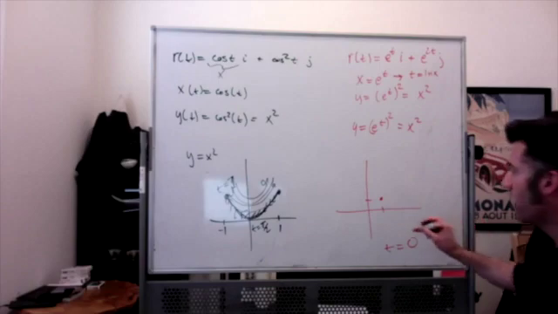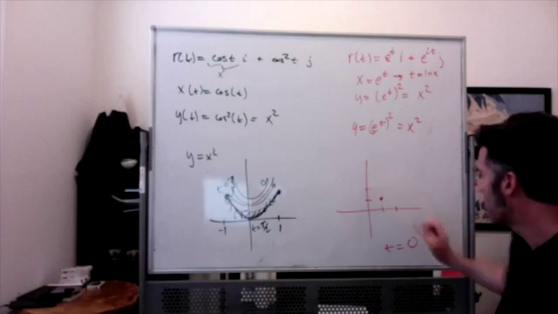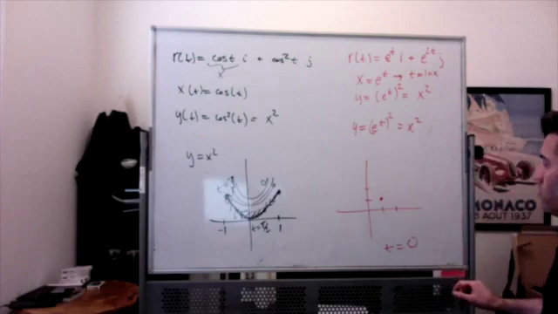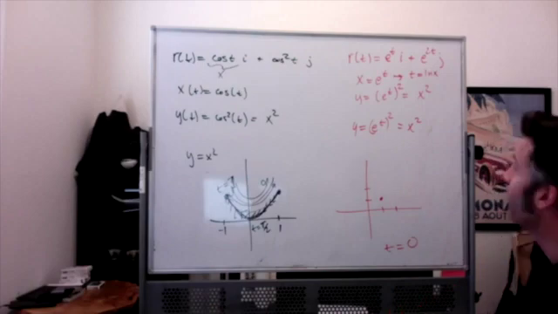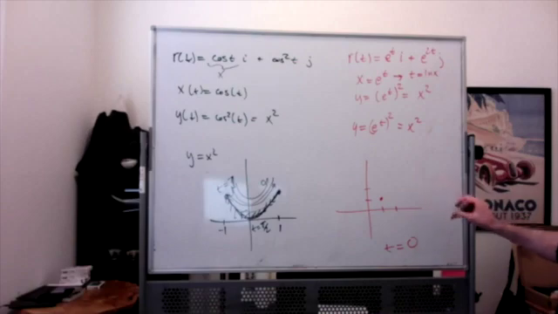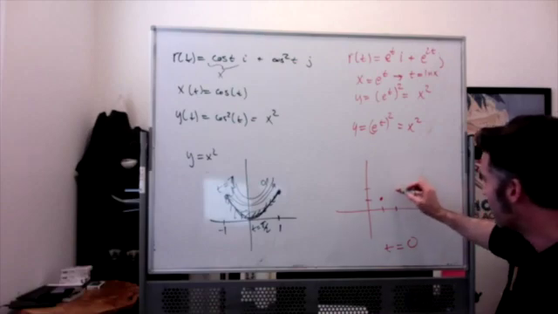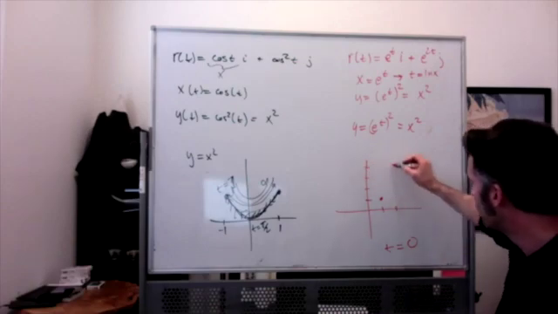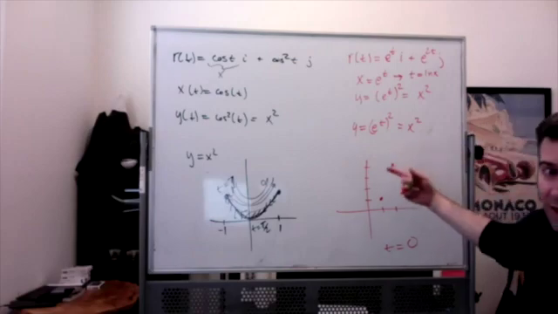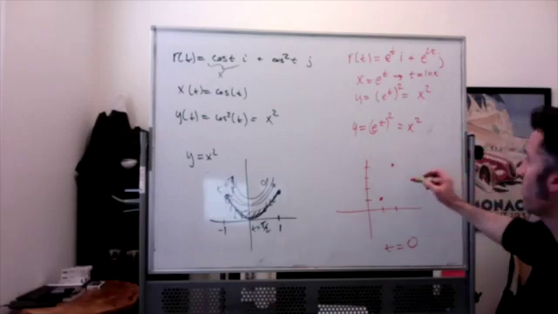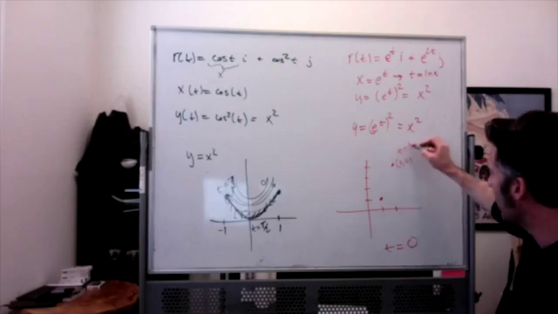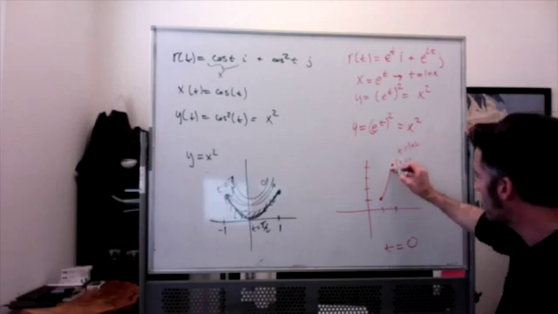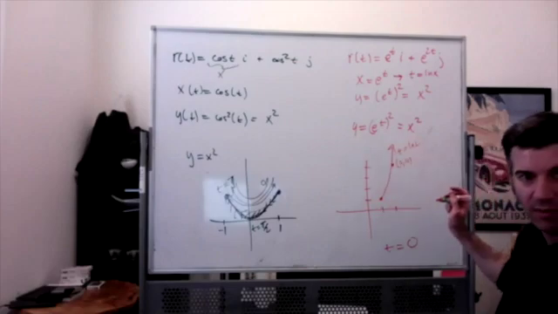And then as time goes on, say time equals natural log of 2, you get the point (2, 4), because e to the natural log of 2 is 2, and e to the natural log of 2 squared is 4. So this would be the point (2, 4) when t equals natural log of 2. So we would get that right half of the parabola.